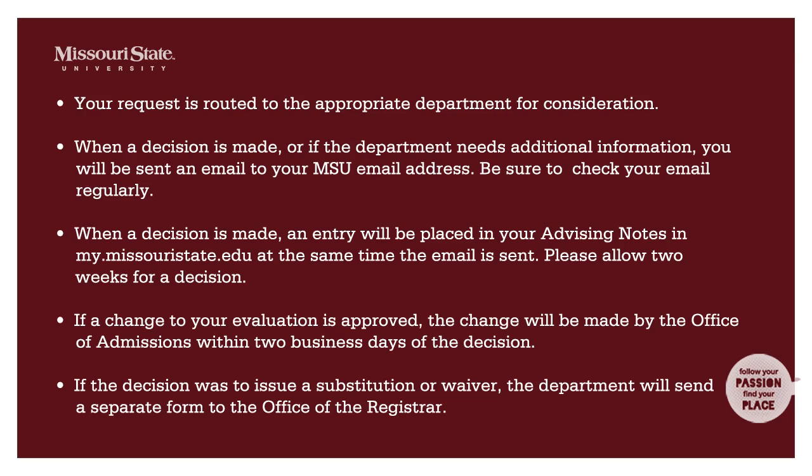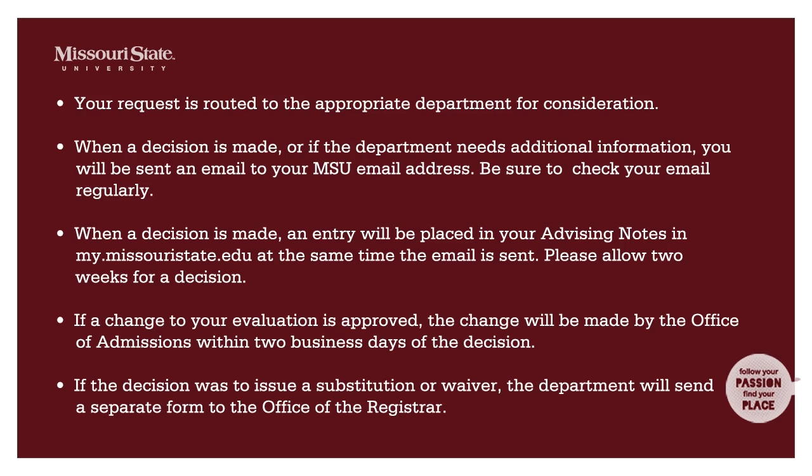When a decision is made, or if the department needs additional information, you will be sent an email to your MSU email address. Be sure to check your email regularly. When a decision is made, an entry will be placed in your advising notes in mymissouristate.edu, at the same time the email is sent. Please allow 2 weeks for a decision.